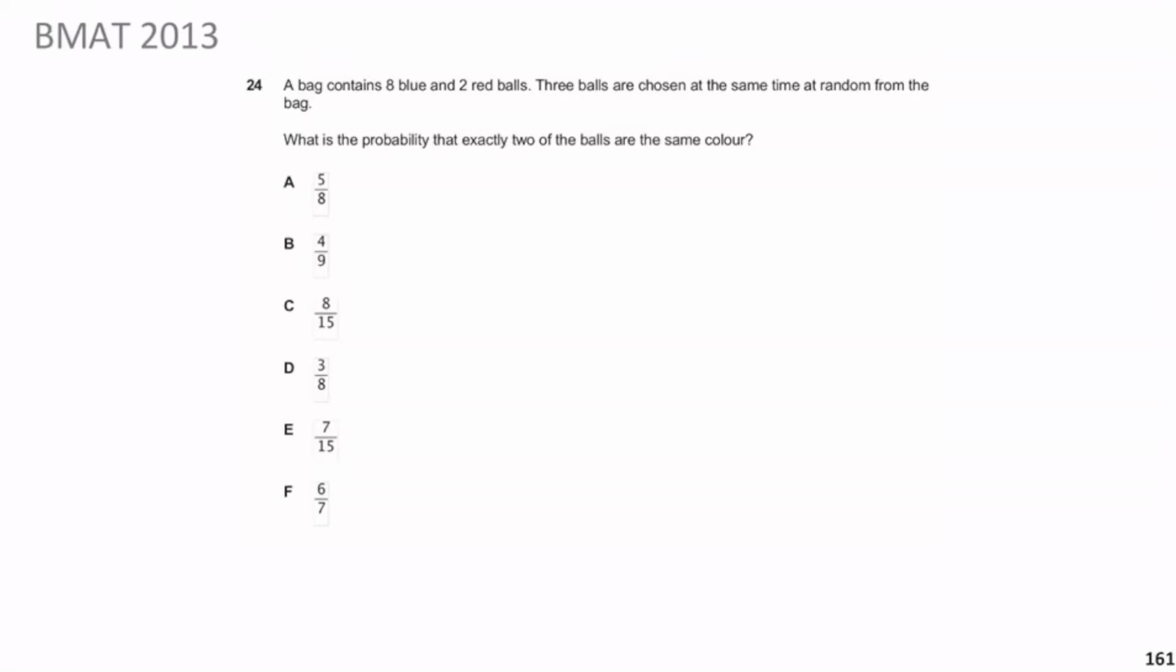A bag contains 8 blue and 2 red balls. 3 balls are chosen at random at the same time from the bag. What is the probability that exactly 2 of the balls are the same color? So, guys, pause the video, give yourself a minute. Be sure to be back after that minute, and then we can go over the solution.